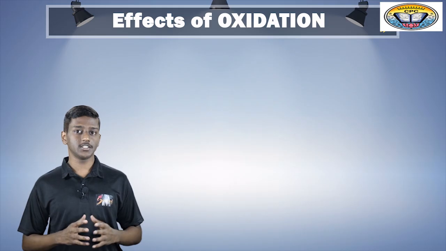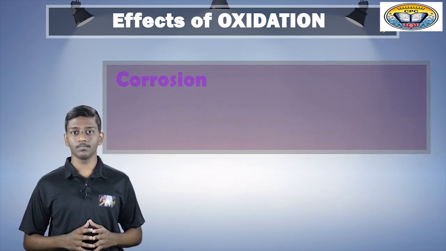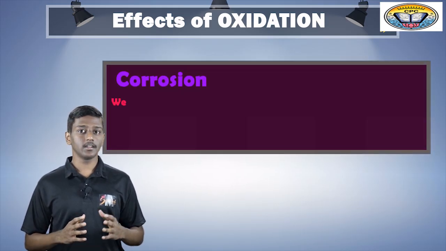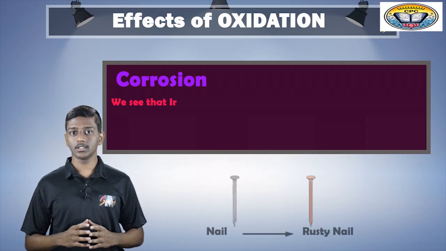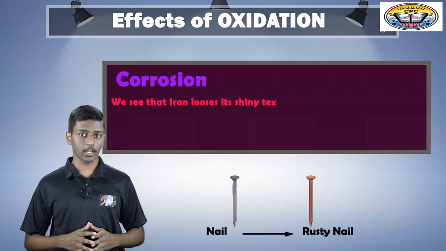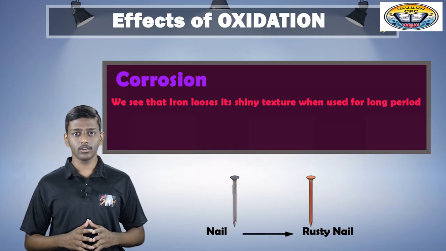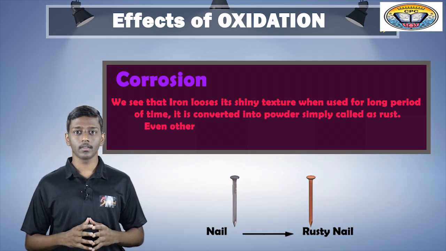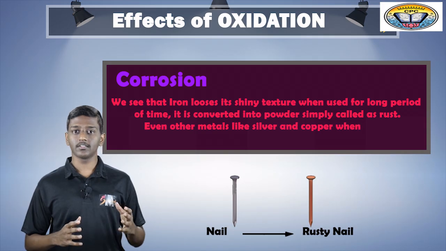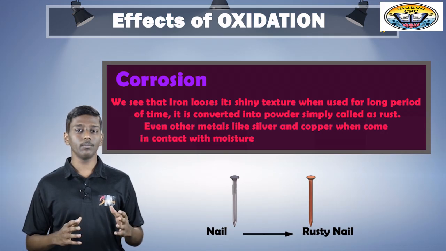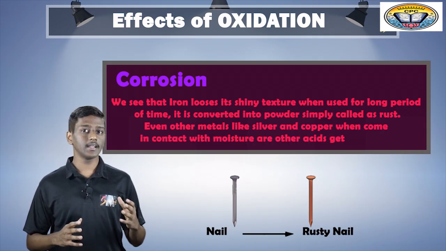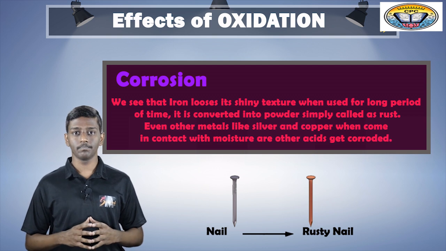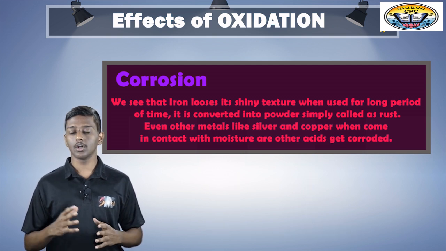Effects of oxidation. Corrosion. We see that iron loses its shiny texture when used for a long period of time. It is converted into a brown powder, simply called rust. Even other metals like silver and copper, when they come in contact with moisture or other acids, get corroded, and this process is called corrosion.